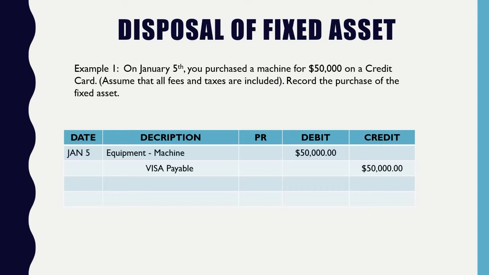So we're going to consider that equipment. We bought a fixed asset. We bought a machine, so I categorize it as equipment. And since I pay with my credit card, boom. So there you go, $50,000. So now that is on my books as of January 5th.